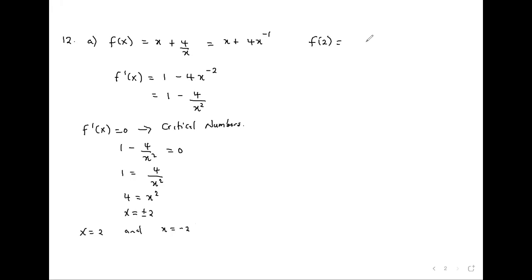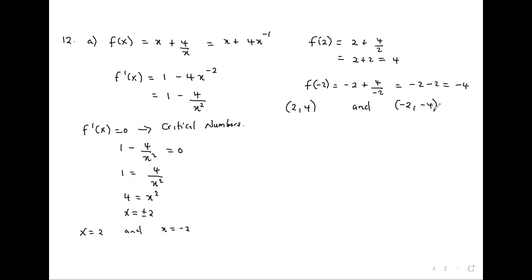What is f of 2? f of 2 is 2 plus 4 over 2, which is 2 plus 2, which is 4. We get f of negative 2: negative 2 plus 4 over negative 2. This is negative 2 minus 2, which is negative 4 in the original function, so that we get the points 2, 4 and negative 2, negative 4. These are the extreme points, of course.